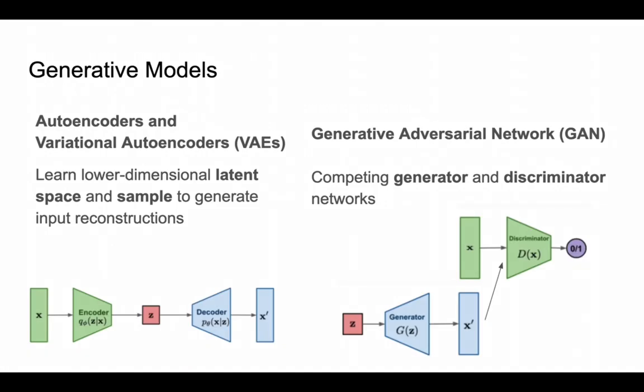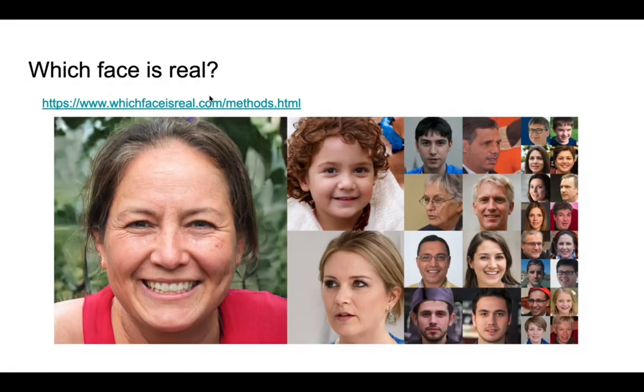In summary, we introduced 2 generative models. The VAE will learn a lower dimension latent space and sample from it to generate input reconstruction. For the GAN, it has 2 competing neural networks. The generator network tries to generate fake data to fool the discriminator network. How good is the GAN model? This is a fun website. Collect all the images. They are all fake images.